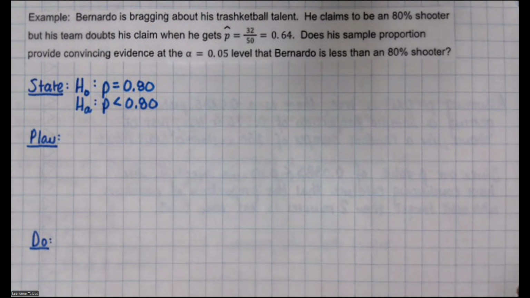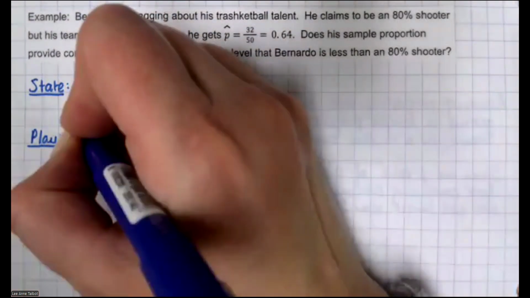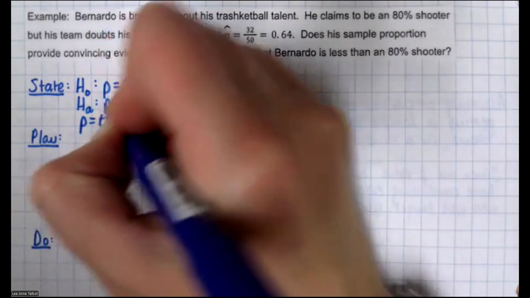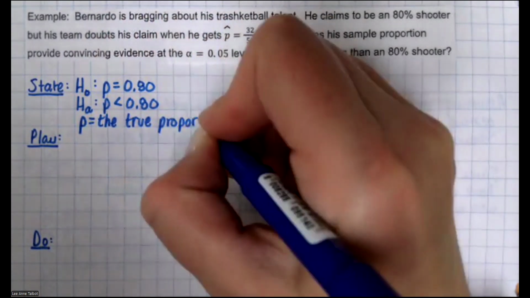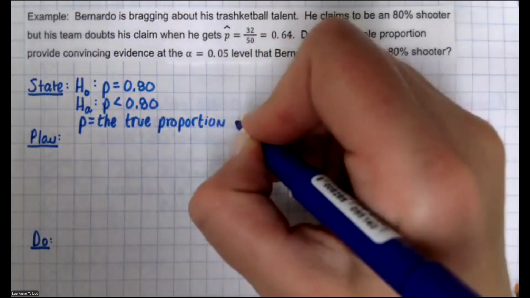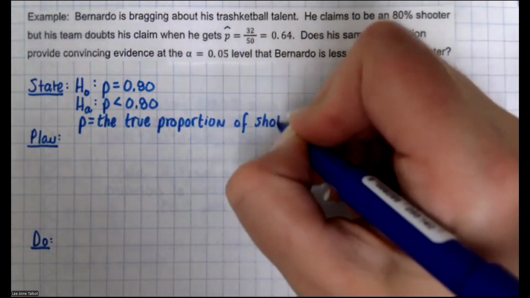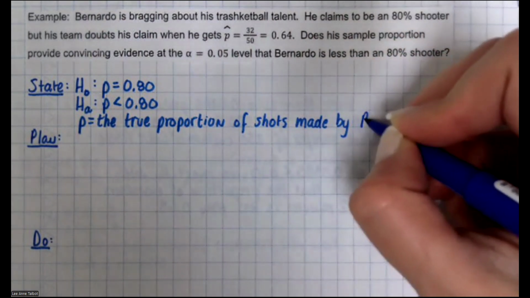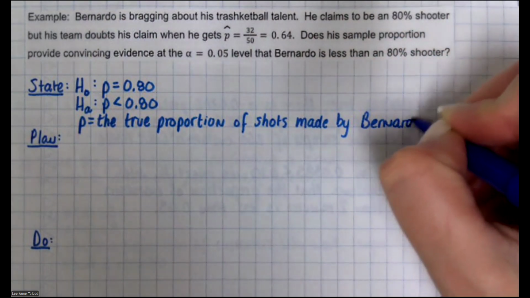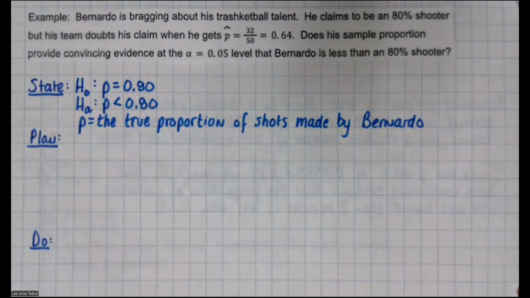Now we need to define the parameter. P equals the true proportion of shots made by Bernardo.